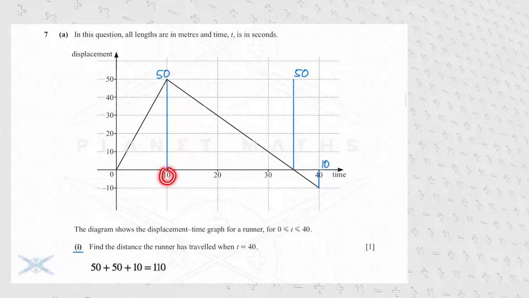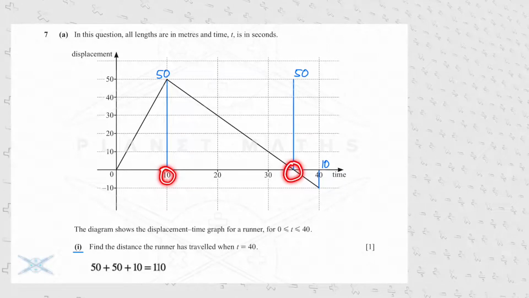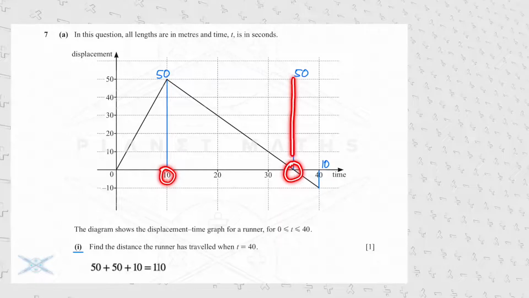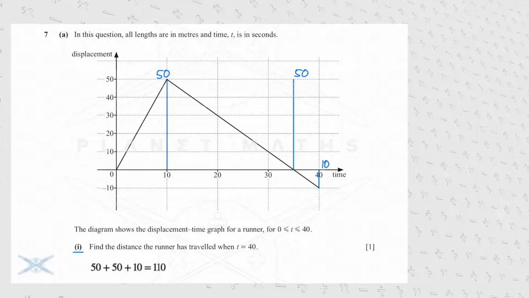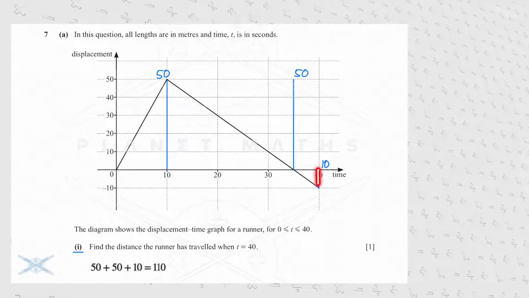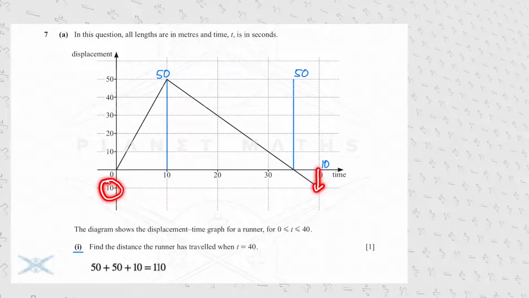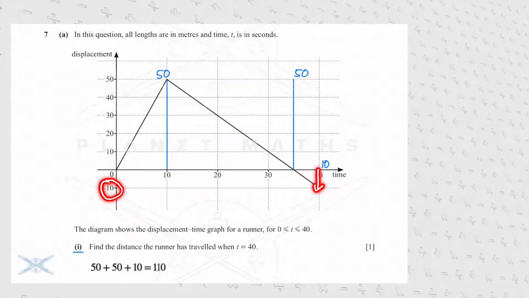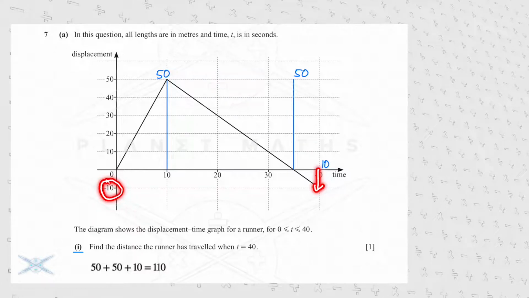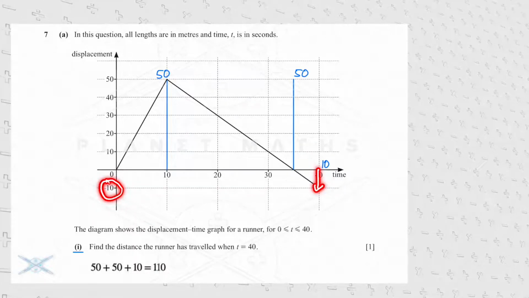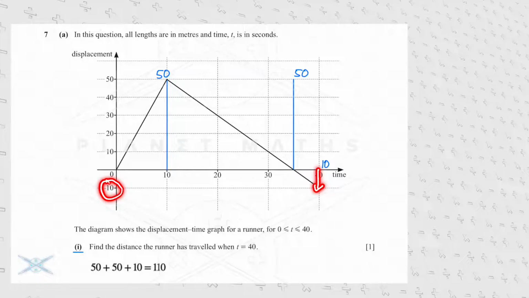Between t equals 10 and t equals 35, the runner has traveled another 50 meters. And for the final 5 seconds, the runner has traveled another 10 meters. Please be careful not to subtract 10, since it doesn't matter whether or not the runner traveled forward or backwards. Distance traveled means the overall distance that the runner has covered.